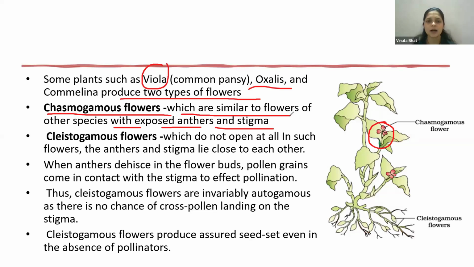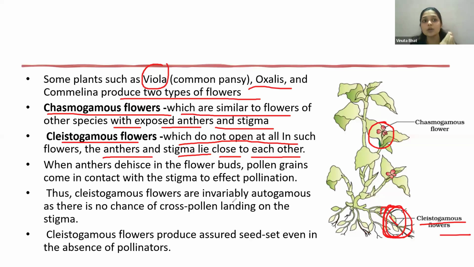Here you can observe the chasmogamous flowers, which have exposed anthers and stigma. In hibiscus, you can observe the exposed stigma and anthers, right? But cleistogamous flowers do not open at all. In such flowers, the anthers and stigma lie close to each other. Just observe these cleistogamous flowers. They will not open at all; they remain closed. So in those flowers, the stigma and the male reproductive structure, the anthers, lie close to each other.